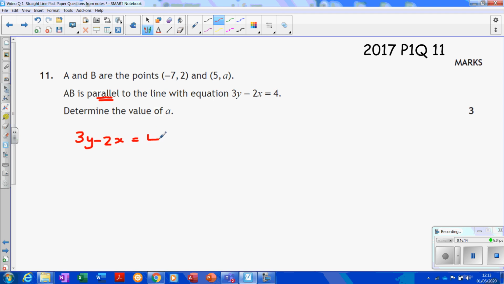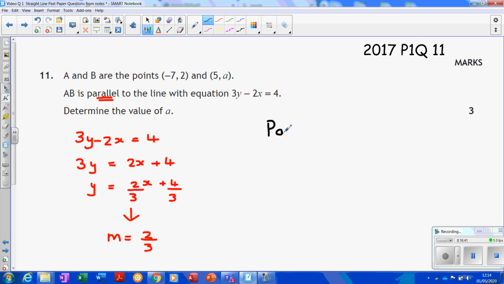That does not look like y is equal to mx plus c, so I cannot read the gradient off from that. So 3y is equal to, add 2x onto both sides. I don't want 3y, I only want 1y, so y is equal to 2/3 x plus 4/3. And the gradient of this line is equal to 2/3. Now, it said that it's parallel, so make your statement parallel. So m1 equals m2. The gradient of this line, we'll call it m2, is equal to 2/3.